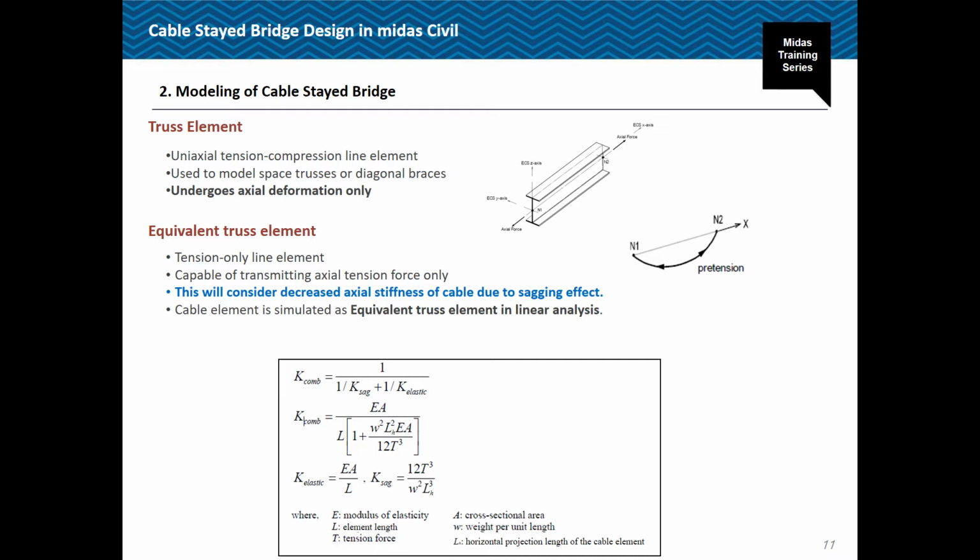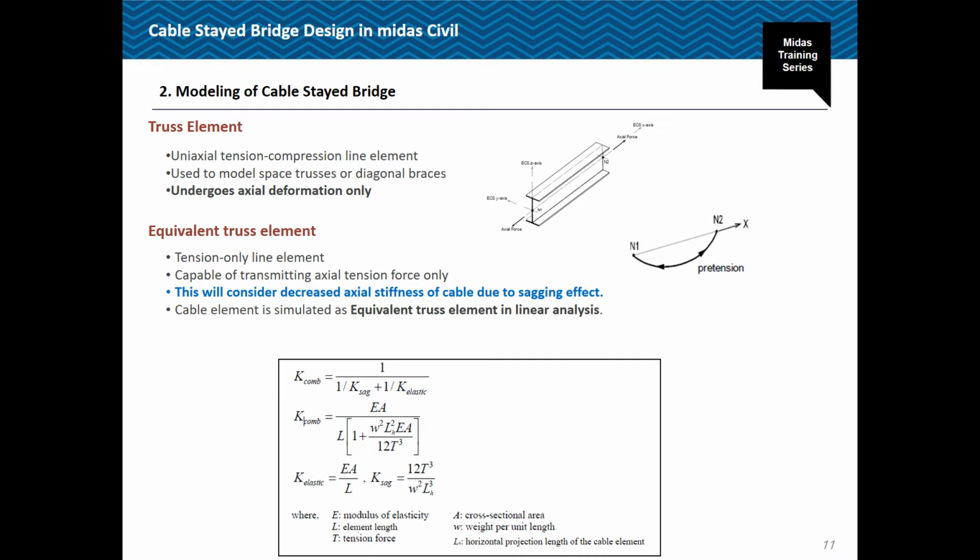This is not the best element to be used for modeling cables because, as we said, the stiffness of those elements is highly influenced by the force which is applied to them. Equivalent truss elements are slightly better because they are tension-only elements, so they simulate the behavior of the cable. They're not capable of transmitting compression, but just tension forces. And by using those elements, the software will consider the axial stiffness change due to the sagging effect.